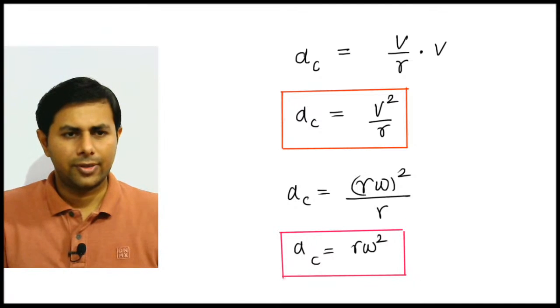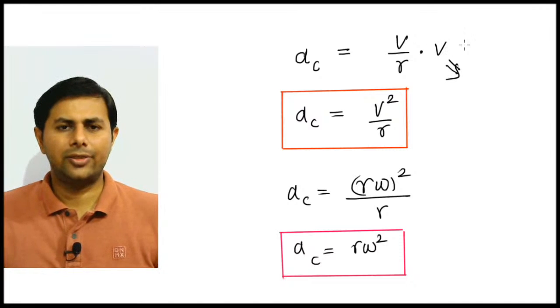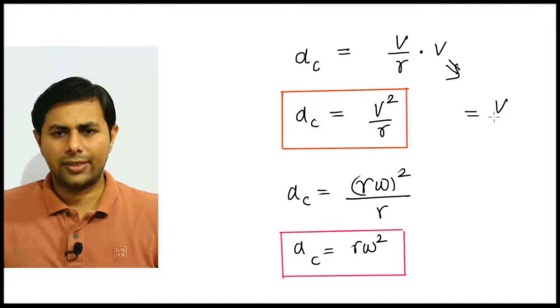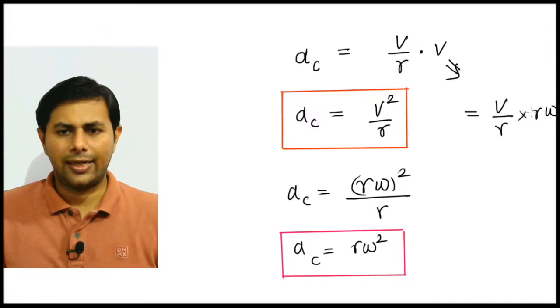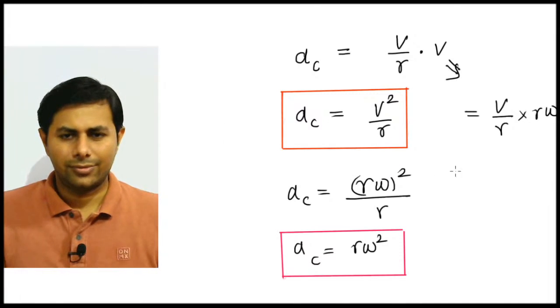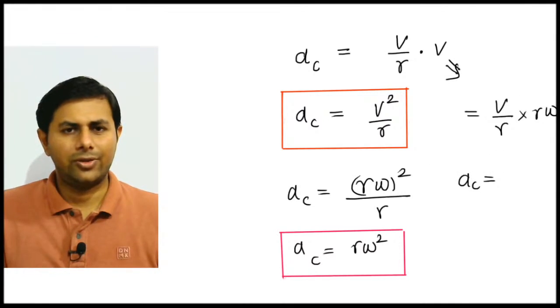Also in this formula, if I write one of the v as r times omega, I get this as equal to v over r multiplied by r times omega. So this r and r get cancelled out, and we get another formula for centripetal acceleration. So we get a_c equals v times omega.